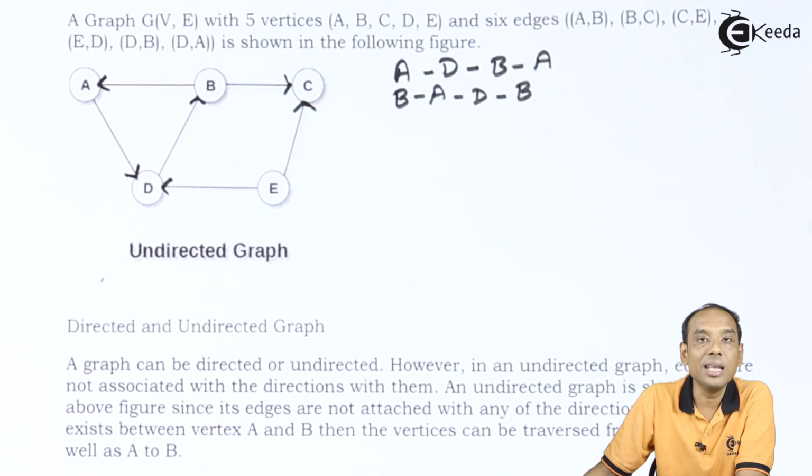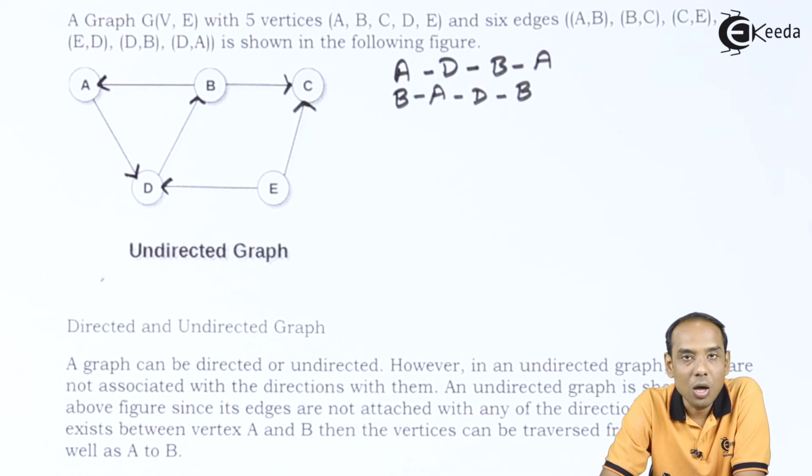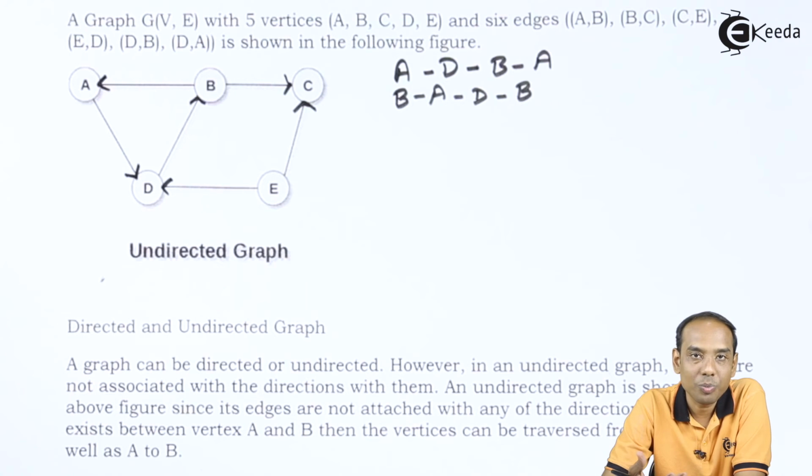Now let us look at vertex C. From C there are two edges, but both the edges are incoming. There are no outgoing edges. So in this case, C can receive something, but it cannot give back. That is, there are only incoming edges to C. There are no outgoing edges from C.